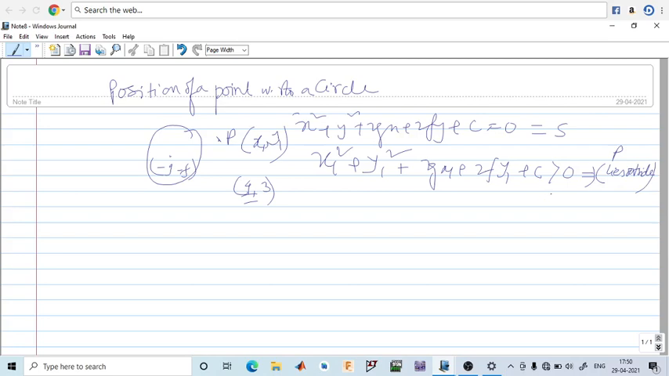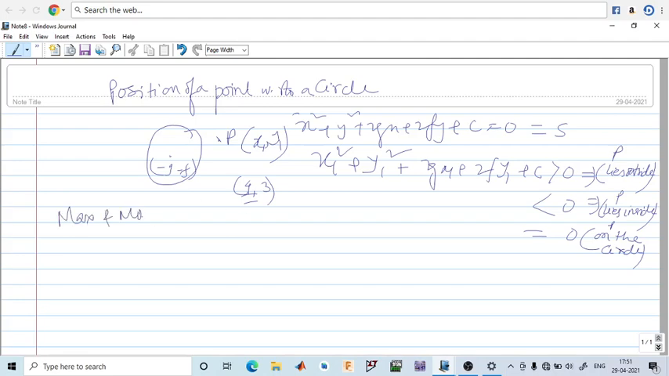If it is less than 0, it implies P lies inside, and if it is equal to 0, then P lies on the circle. Clear? So this is much easier. You are going to get many more questions on that. So the next topic is maximum and minimum distance.